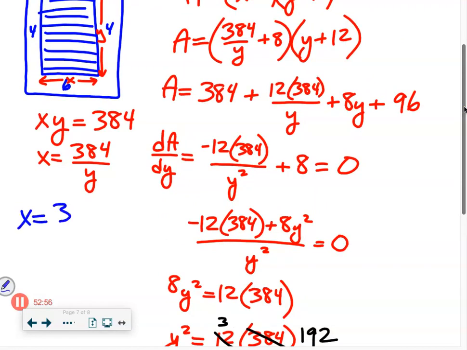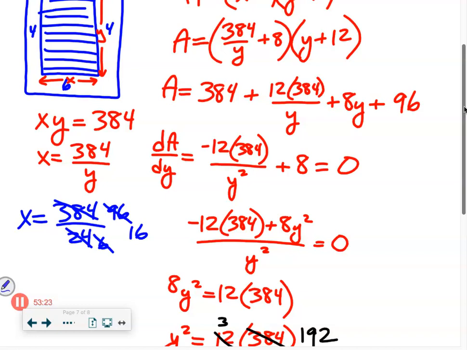x equals 384 over 24. Let's do some canceling. Divide by 4, you get 6. Divide by 4, you get 96. Oh, you can kill off a 6. Divide by 6, divide by 6, and you get 16. So x is 16.